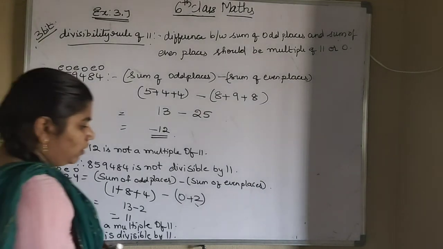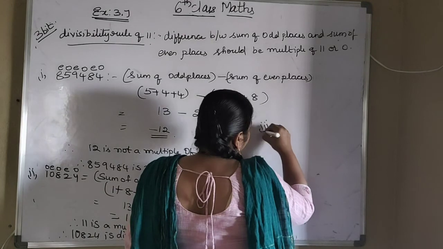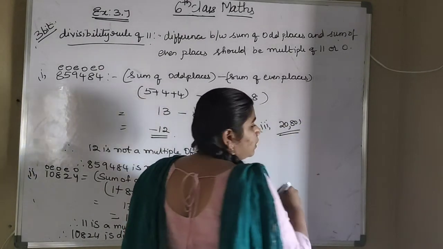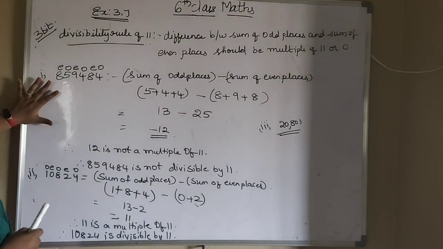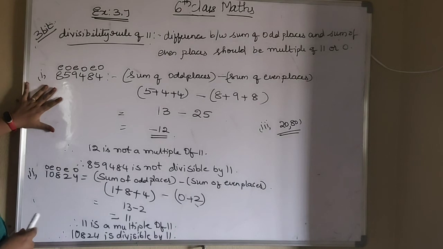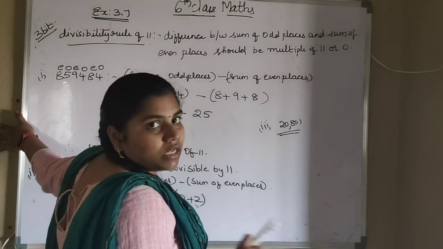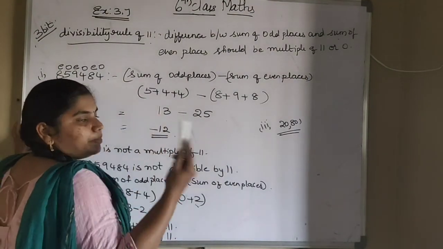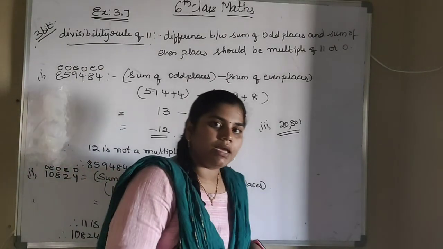Third one. What is the third one? Last bit in this. 20,801. Whether it is divisible by 11 or not, you check by using this rule: the difference between the sum of odd places and the sum of even places should be a multiple of 11 or 0. If you get a multiple of 11 or 0, it will be divisible. If you get any other number, it is not divisible by 11.